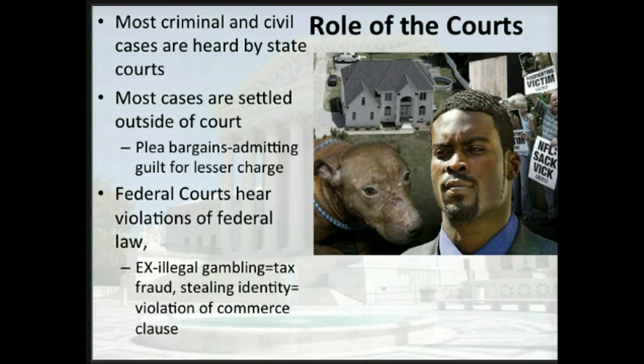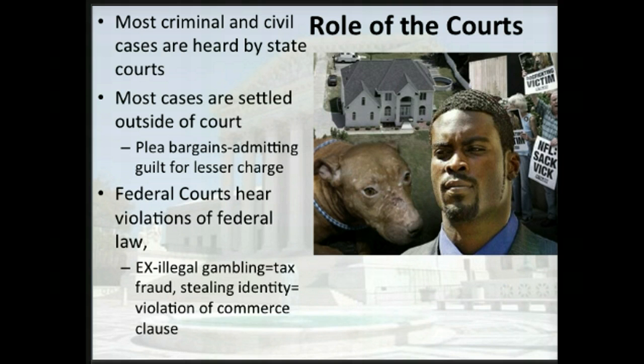Federal courts hear violations of federal law. A violation of federal law is something that violates a law that Congress wrote or a violation of the Constitution. An example of that would be illegal gambling. Because with illegal gambling, you are not paying taxes on your earnings. So illegal gambling equals tax fraud.